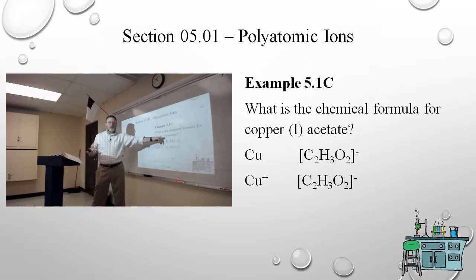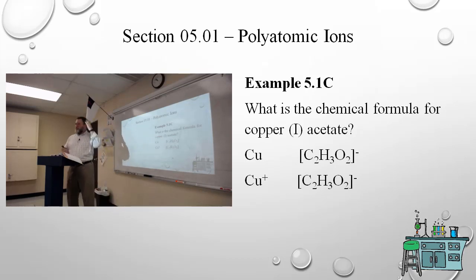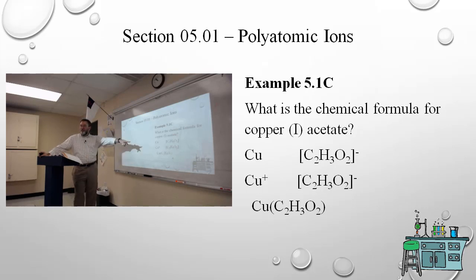How do we know? Because they told us right there. Okay? It's a +1. And we know that acetate is a -1, right? So we need to now drop the signs and look at the superscripts, which are both 1, and we need to transpose them as subscripts. But since we don't write the 1s, we just write it like that. Copper 1 acetate. If it was copper 2 acetate, it'd be C2H3O2 sub 2. But it's not. We just have one of them.